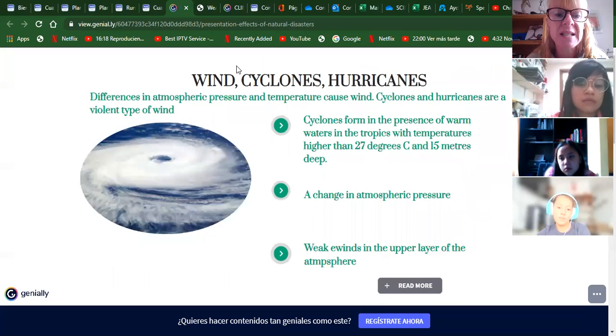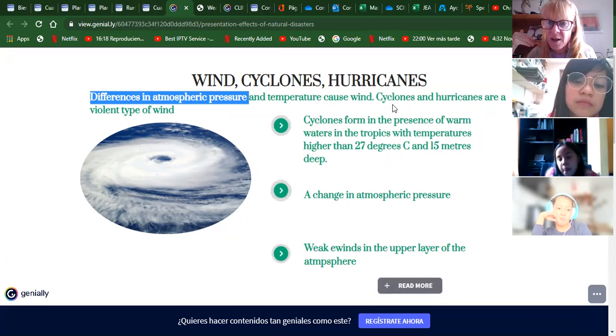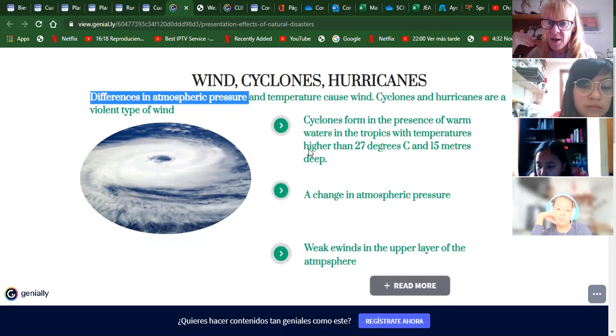So let's have a look at some disasters. Wind, cyclone, hurricanes. How are they caused? Well, differences in atmospheric pressure, lo que vimos la semana pasada, and temperature can cause wind. So changes in atmospheric phenomena, for example, pressure and temperature, can cause wind. Cyclones and hurricanes are a type of wind which goes round, and is very destructive. Aquí hay uno. This is a picture taken from space, right? You can see this is the center of the cyclone, and this is the wind going around and around and around. Cyclones are normal, but how are they caused?